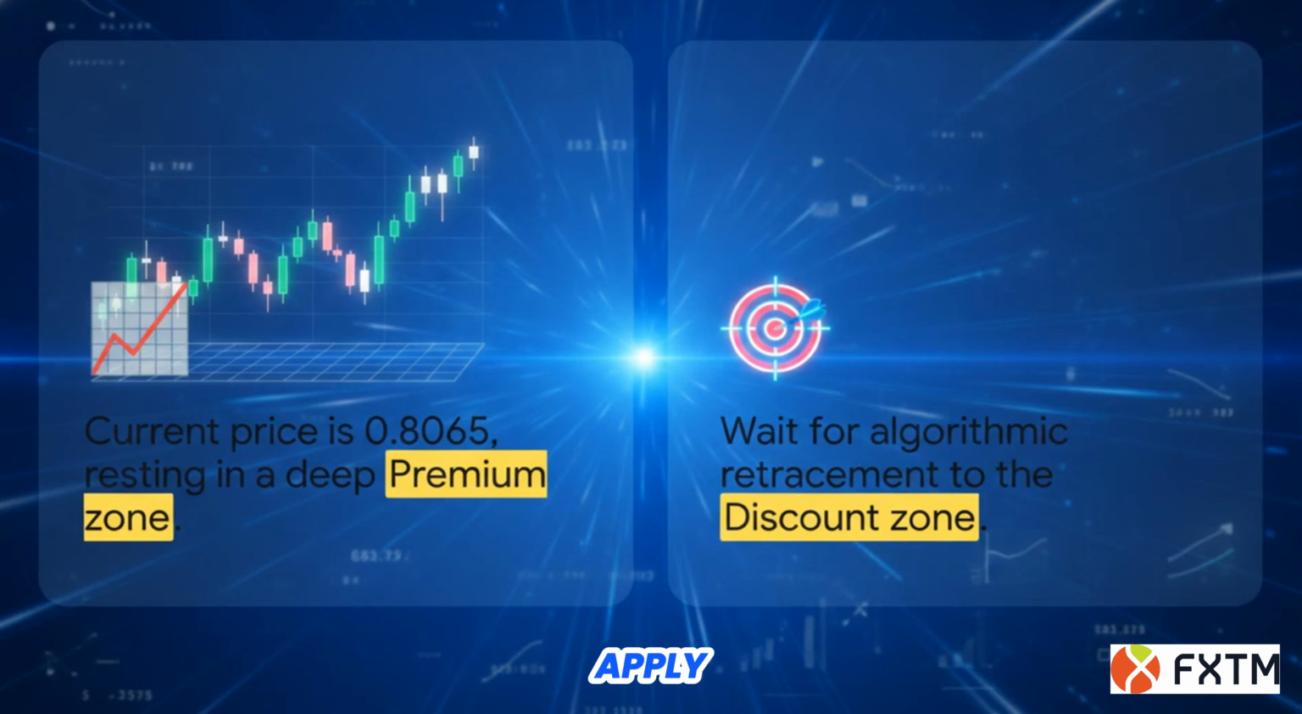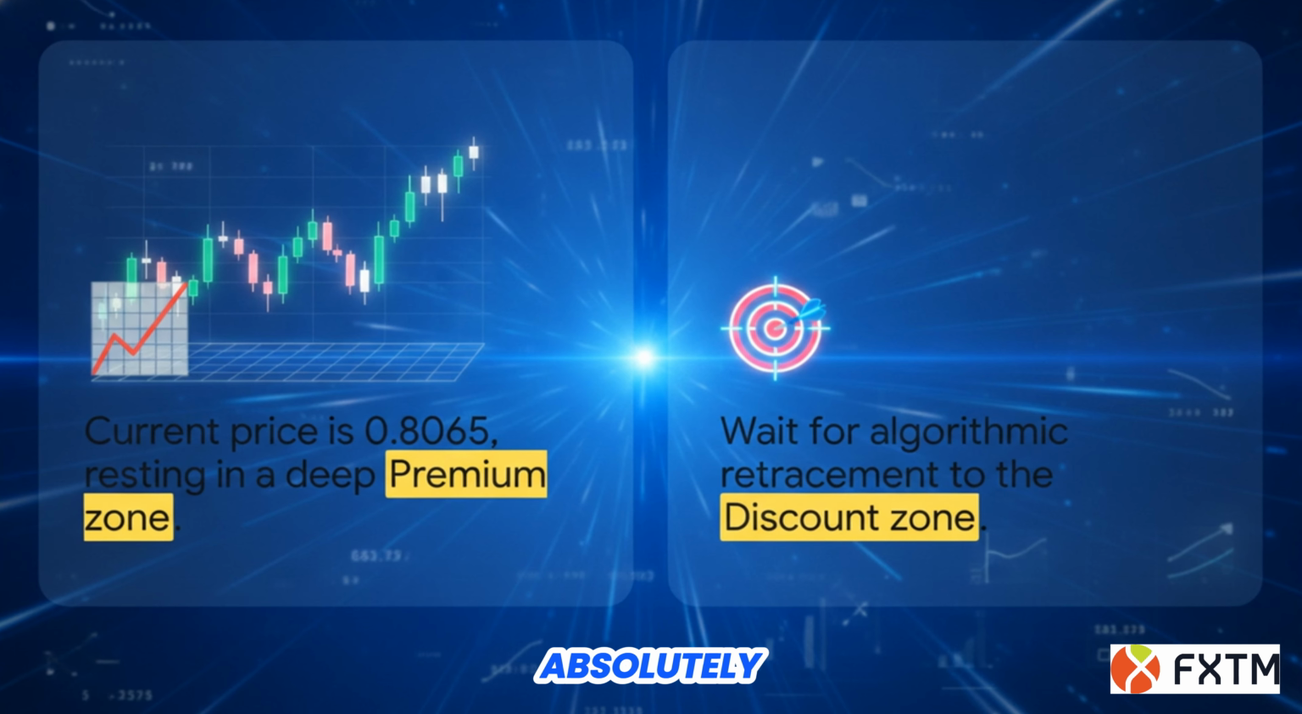Once again, we apply our strict premium and discount logic to the current dealing range. The current price is hovering way up around 0.8065. We are trading in a deep premium zone relative to the institutional dealing range. Amateur traders see those strong green candles and they just FOMO buy right at the absolute peak. A professional ICT trader does the exact opposite.